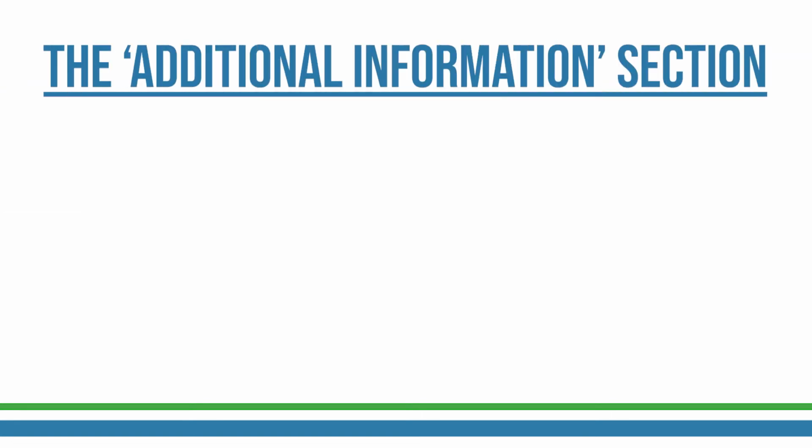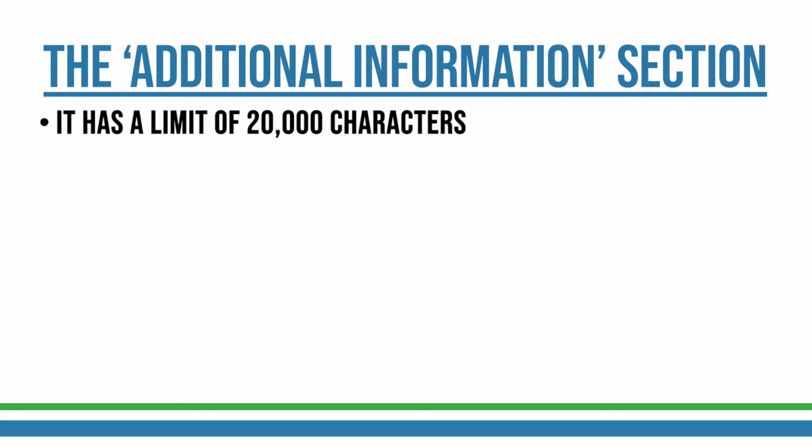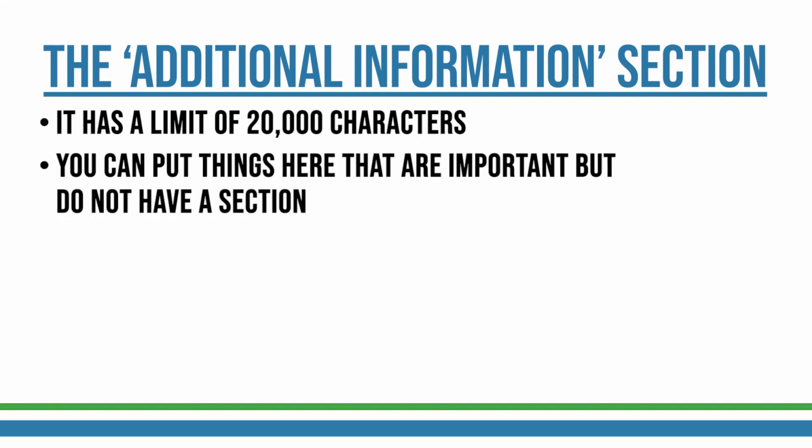The next part of Other is called Additional Information. This additional information section of the USAJOBS Resume Builder is 20,000 characters of free space. Now, I am not suggesting that you need to use up 20,000 characters. That's like 4 or 5 pages, so not required. But this is where you can put things that are important, but there isn't a section in the builder.